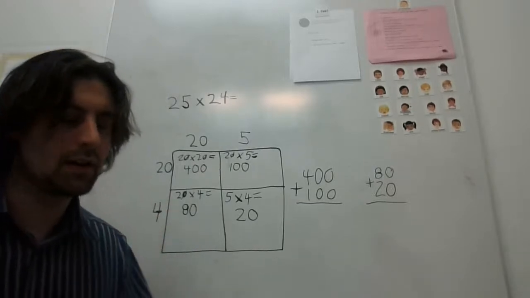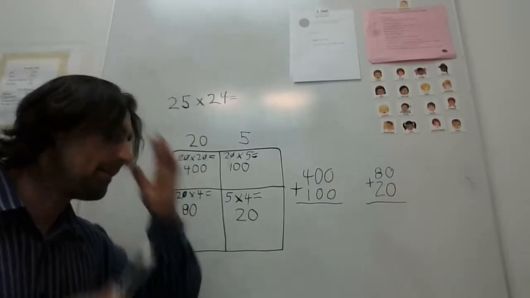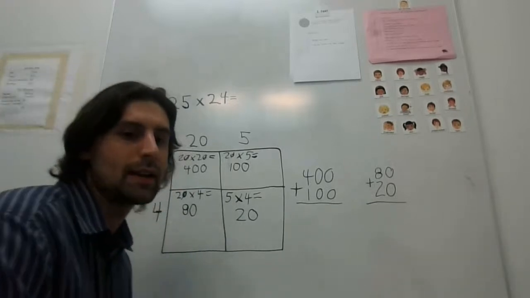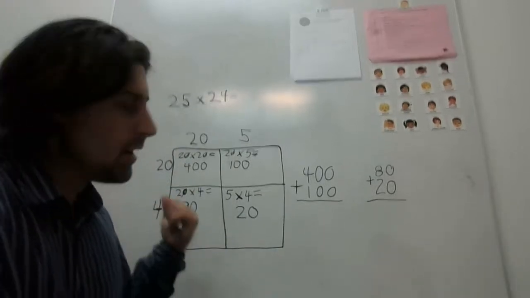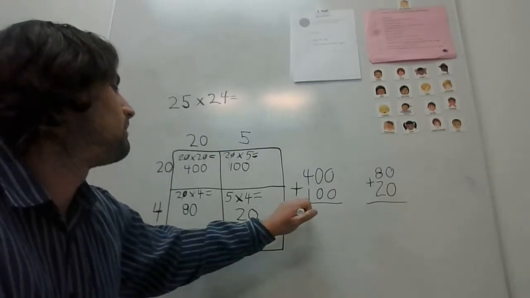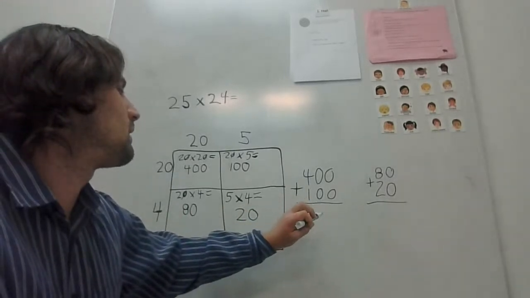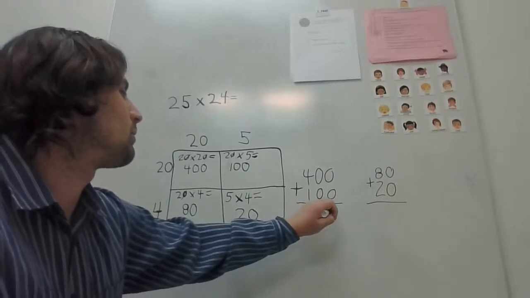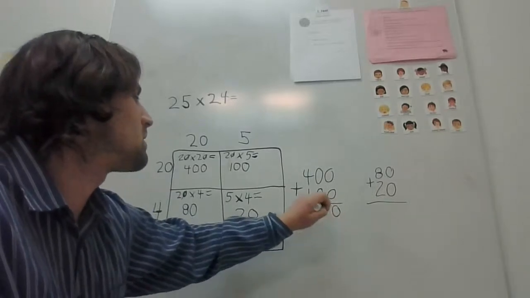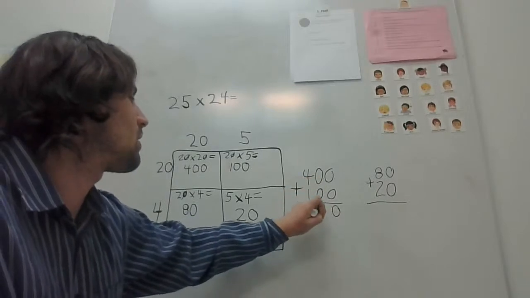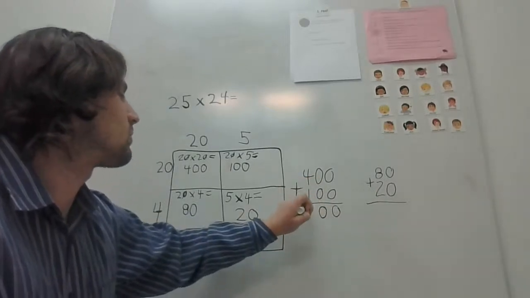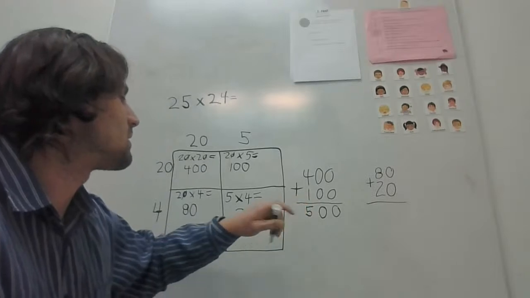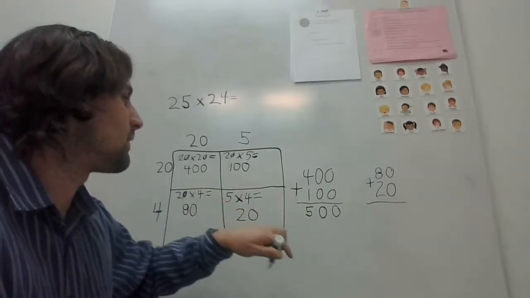All right, if you've unpaused the video, now we're going to add it up. Pretty simple math here once we break it down. So 400 plus 100, we always start with the digits all the way to the right. 0 plus 0 equals 0. 0 plus 0 again equals 0. 4 plus 1 equals 5. So the sum of the first two boxes is 500.